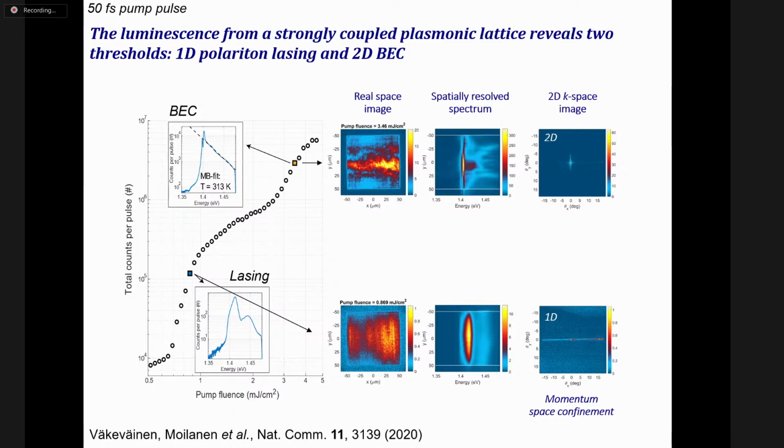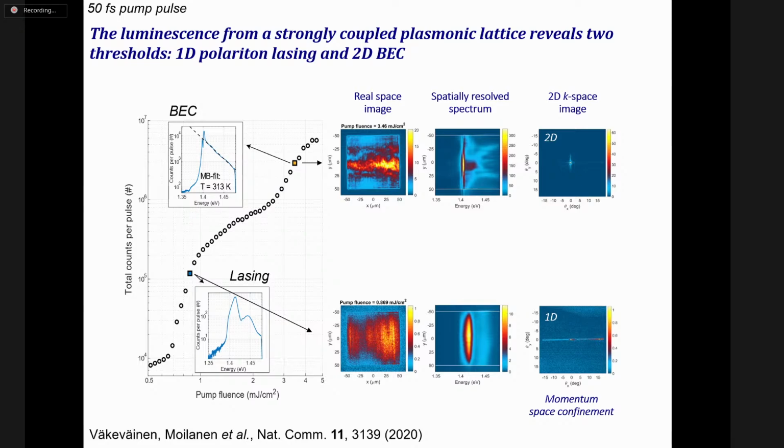And especially here in the real space images, one can observe that it almost looks like individual lines of nanoparticles are lasing. And this is also confirmed by the fact that the momentum space confinement occurs only in one dimension at this threshold. Now, when we increase the pump fluence, the system undergoes a transition into a Bose-Einstein condensate form. And here in the real space image, we see this more uniform blob of light originating from the central part of the array. And now the 2D k-space image actually shows confinement in two dimensions.